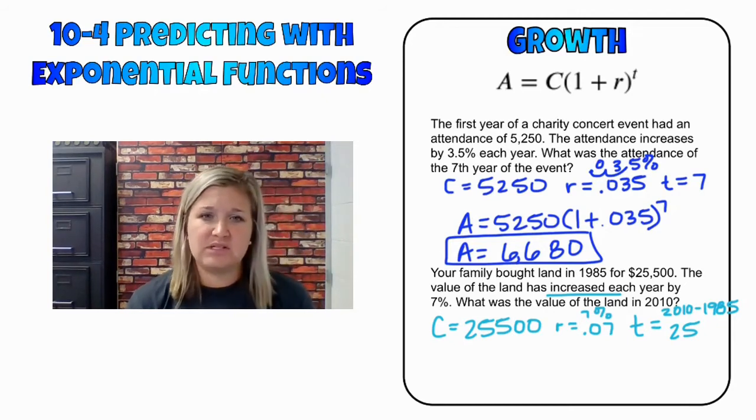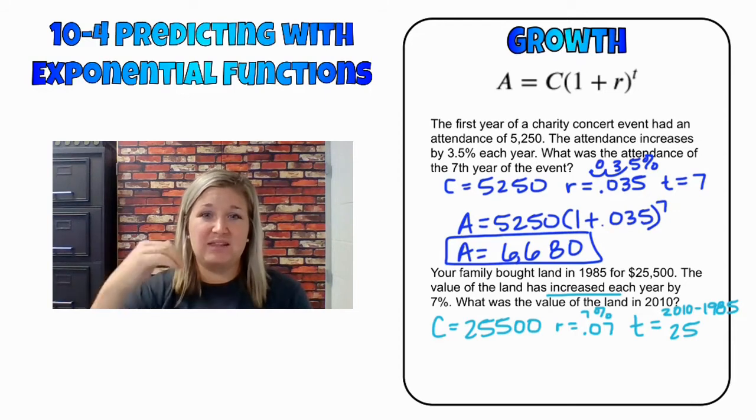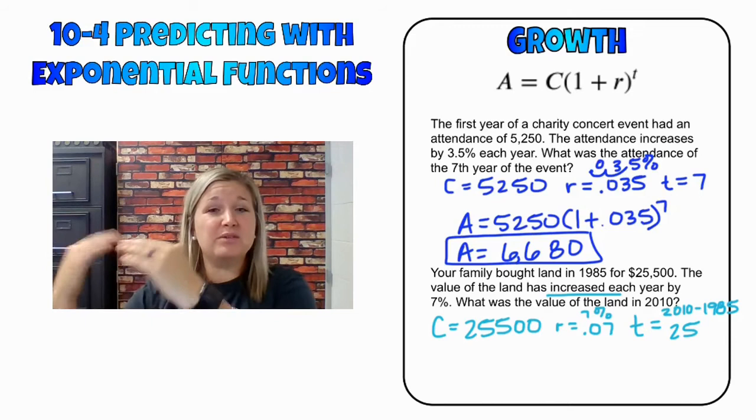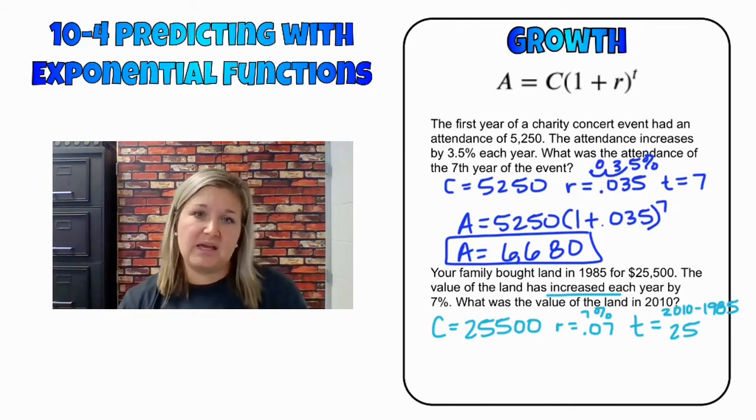Because what happens here is that you're going to take what the land was worth here, and you add 7%. And then whatever that value is, you're going to add 7% to that value, and then 7% to that value, and then 7% to that value. So it builds up, and that's why it's an exponential function.